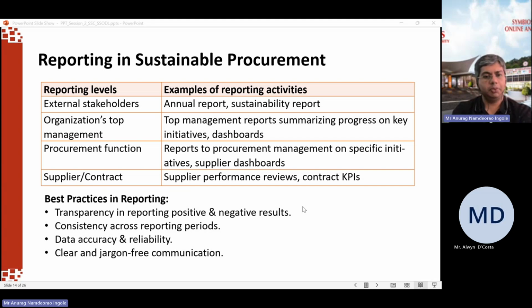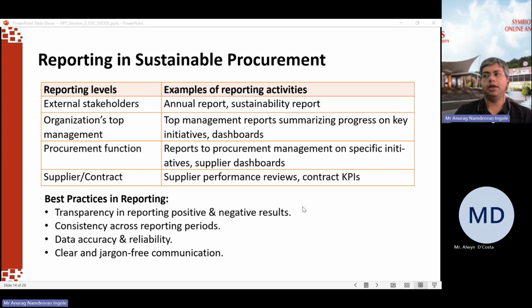Then one best practice in reporting is consistency across reporting periods. So for external stakeholders, we saw that it was annual. For organizational top management, it may be quarterly. So that consistency should be there, and also a continuous data flow should be there. So each report should also have data on what the level was in the last 3 quarters or something like that, so that there is consistency in the reporting periods.